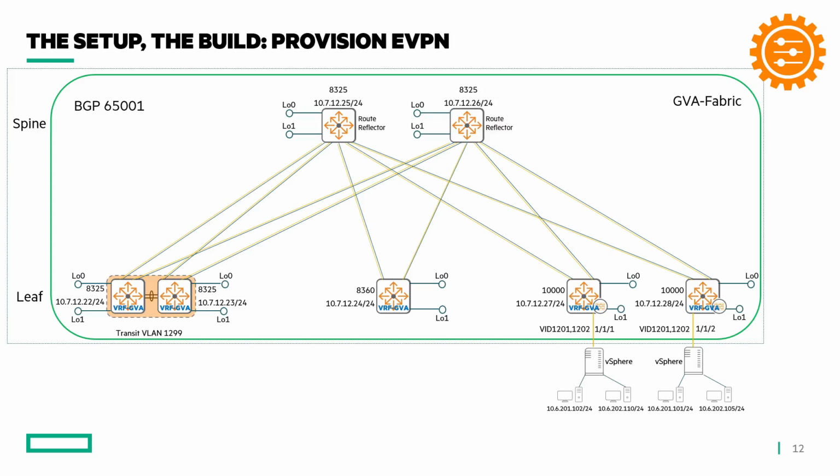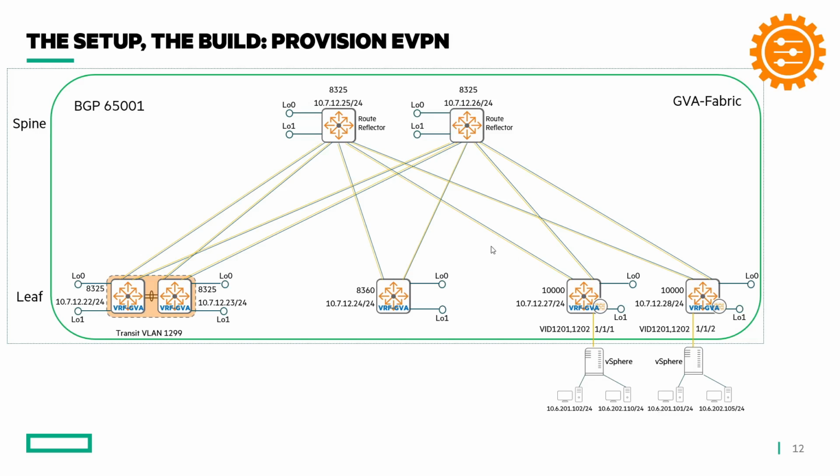Let me just show you the diagram. It's this. What you can see here is I have a couple of vSphere hosts coming off the 10K switches, and I'm going to create an EVPN overlay for these VMs. The 10.6.201.102, for example, 10.6.202.110, all those VMs, allow them to communicate with each other using a VXLAN tunnel and an EVPN VXLAN control plane. So that's what we're going to configure.